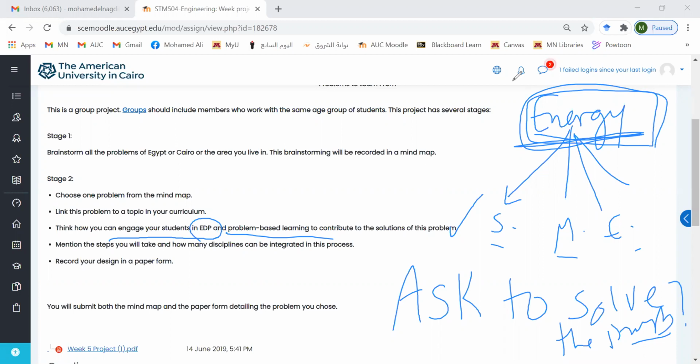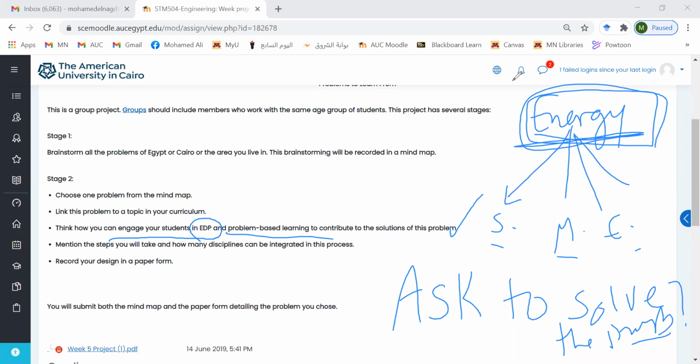So you can start with saying, yeah, I will start this unit with an essential question. So I will start with an essential question about how can we solve the problem of energy in Cairo? And then the students, in order to answer that question, are going to go through the following process. And then you describe to us the different steps of the engineering design process. So they're going to search for a solution, talk together about one solution, build the solution, test it, and so on and so forth. So that is what you need to engage the students.